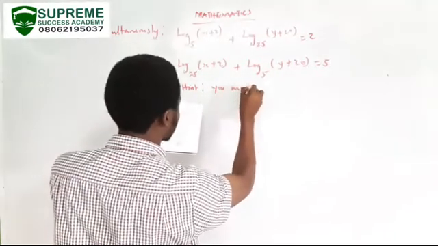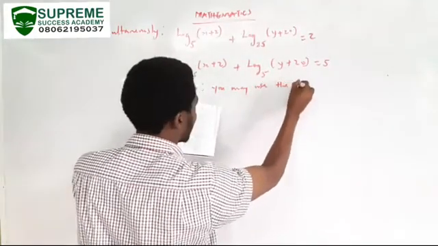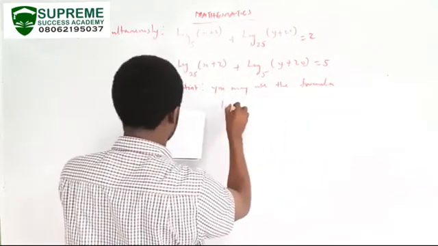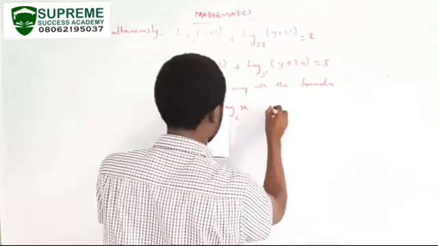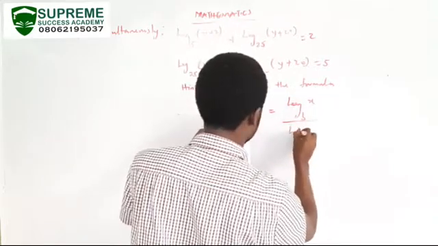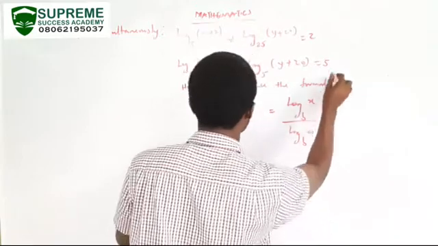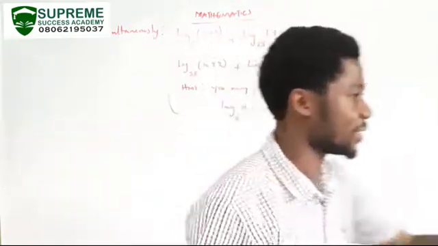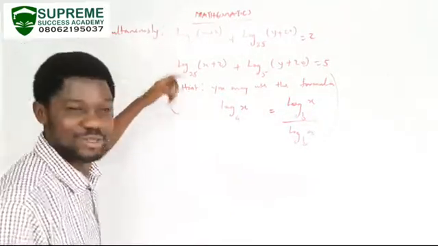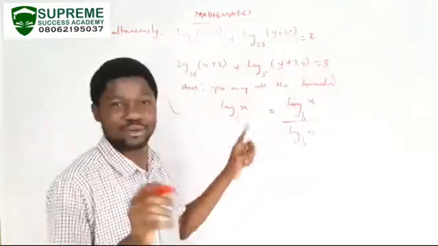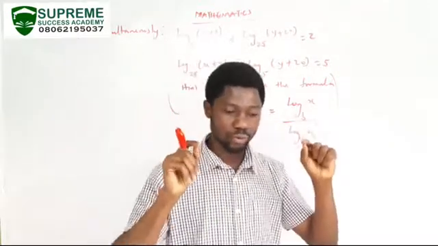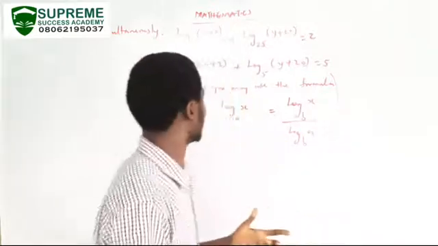You may use the formula: log a raised to the power of x equals log b raised to the power of x divided by log b raised to the power of a. Check into that. From the name, simultaneous, you should know that this is a simultaneous equation. Don't assume that you set these 2 questions differently. No. Simultaneous means that you want to solve for 2 unknowns concurrently or simultaneously.